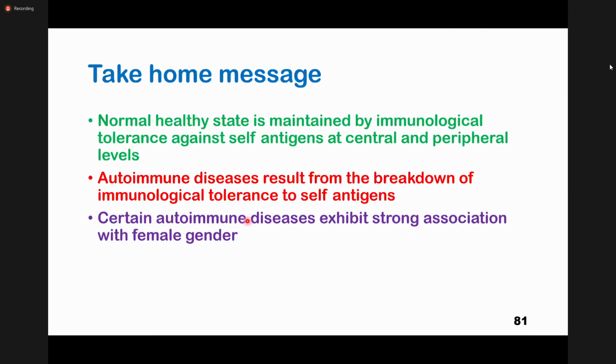The take-home message here is that the normal health state is maintained by immunological tolerance against self-antigen, either at the central or peripheral level. Autoimmune disease results from breakdown of immunological tolerance to self-antigen. If your body does not tolerate your self-antigen, then it will cause autoimmune disease. Certain autoimmune diseases exhibit strong association with the female sex. This is the take-home message.